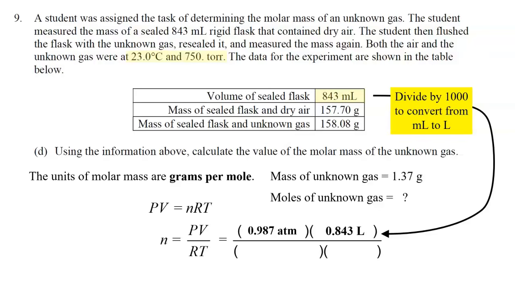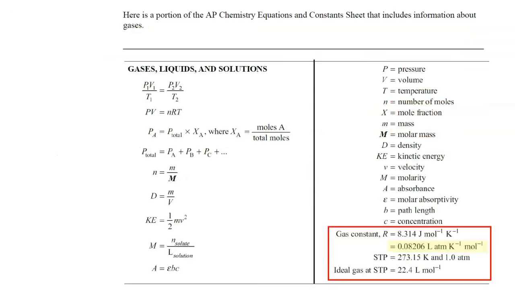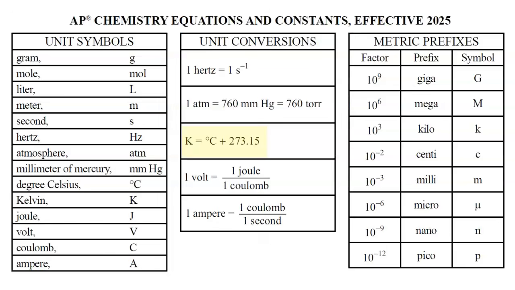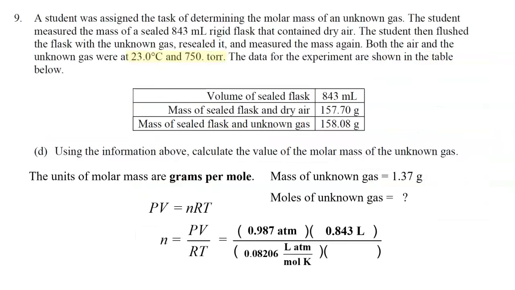0.843 liters. Remember that on the equation sheet, it tells you that the ideal gas constant, R, is 0.08206. So I'm going to go ahead and write that value. According to the units, it's going to be liters, atmospheres per mole per Kelvin. And the temperature right now is given to us in units of Celsius. So I take 23 degrees Celsius, and then I add 273 to that value. So 23 plus 273 gives me a value of 296 Kelvin. So now my setup for calculating the number of moles of gas is complete.